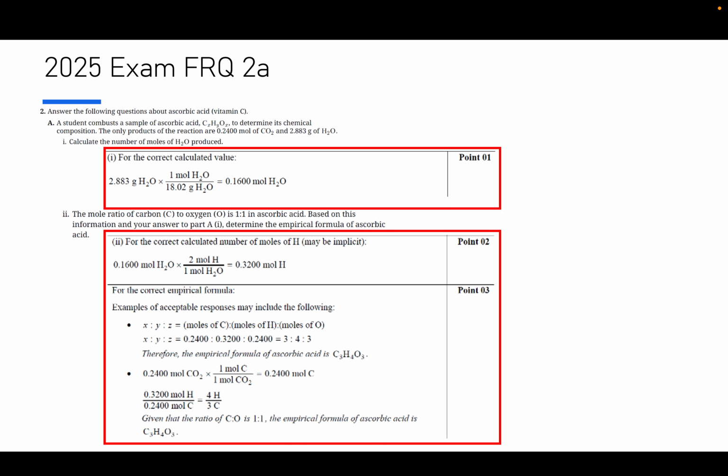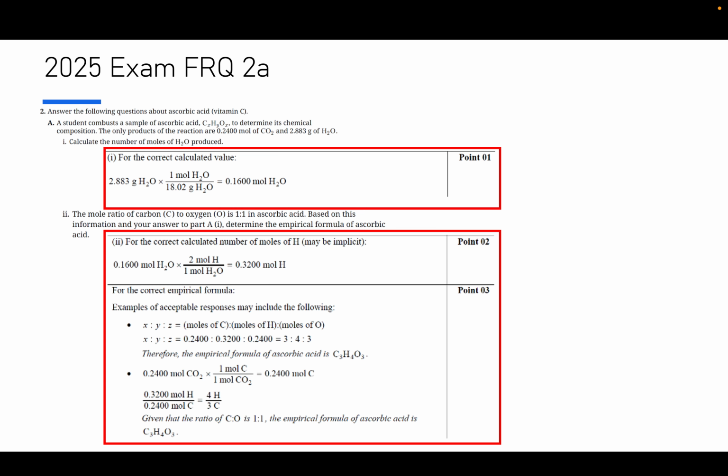The first part's really straightforward. You can see that it's just a molar conversion. So they give you the mass of water, and they're asking you to turn that into moles. And then the second part is the part where there might be a little bit of figuring out. So first they want you to convert the moles of water into moles of hydrogen, like we have done by multiplying by 2.